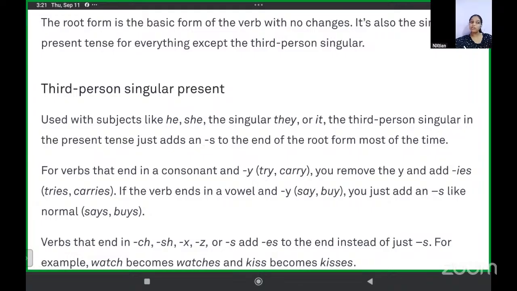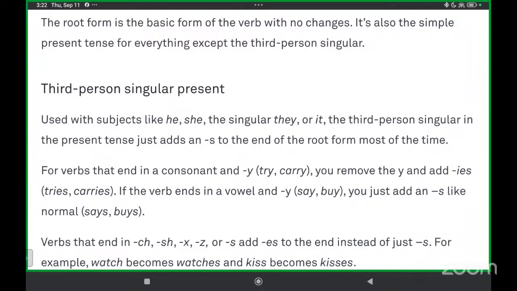Consonant, okay, those words taking out the E, I, O, U, the remaining alphabets are your consonants. And some words that are ending with Y, you remove Y and add IES. If the verb ends in a vowel and Y, say, buy, you just add an S like normal. Okay, you don't remove the Y, but you just add an S with it, like says and buys.